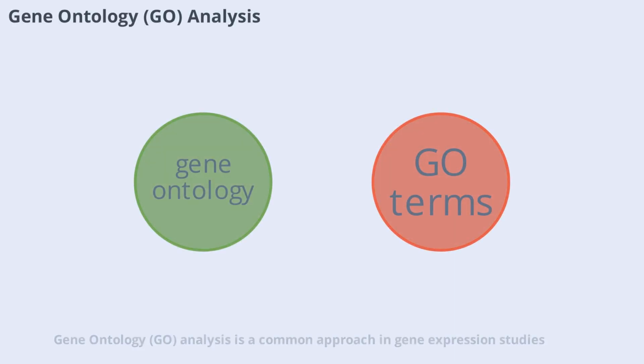Gene ontology (GO) analysis is a common approach in gene expression studies. GO provides a structured vocabulary for describing gene functions, biological processes, and cellular components. By mapping genes to GO terms, scientists can identify which functions are most affected in their experiments, offering a clearer picture of the biological impact.